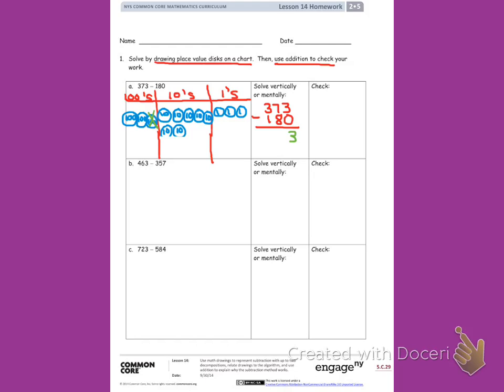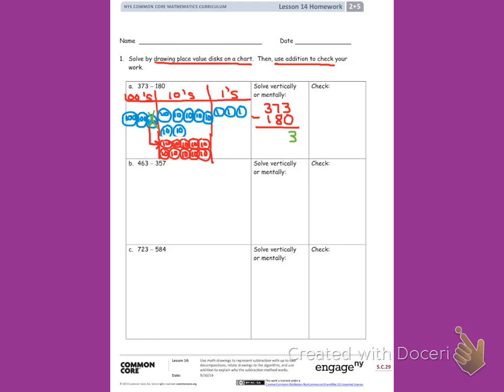Unbundling the group of 100 means that I have 10 tens and 100. So I'll go ahead and put them here. 1, 2, 3, 4, 5, 6, 7, 8, 9, 10. As you can see, I already crossed it out so I wouldn't accidentally count it.